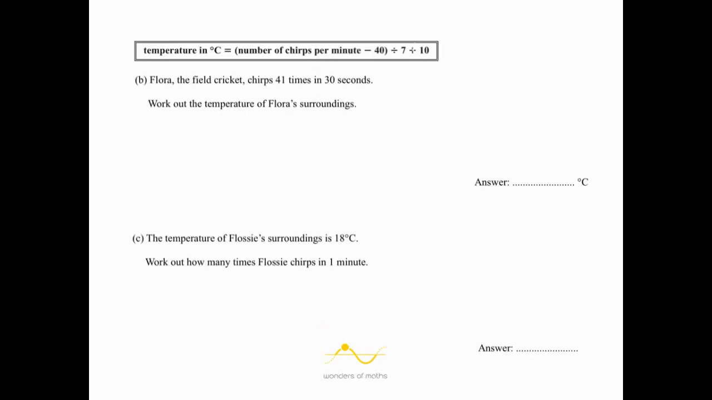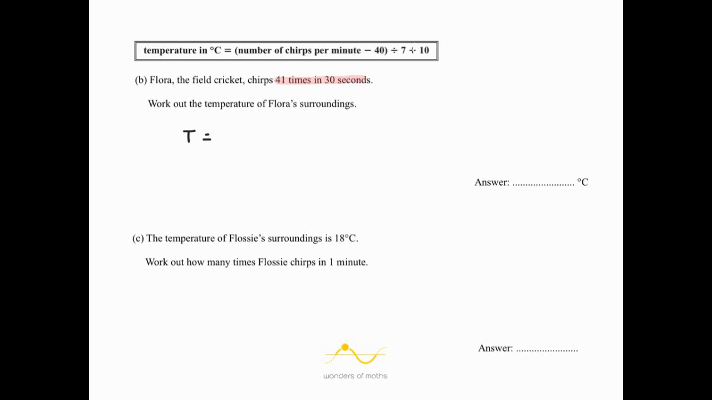Moving on to the second part of the question. Flora the field cricket chirps 41 times in 30 seconds. Work out the temperature of Flora's surroundings. Again, let's write out our formula and plug in our known information. We don't know the temperature, so let's leave that on the left as T. Now we need the number of chirps per minute. We are given this information here in the question.